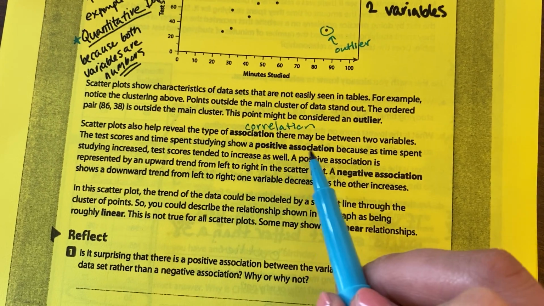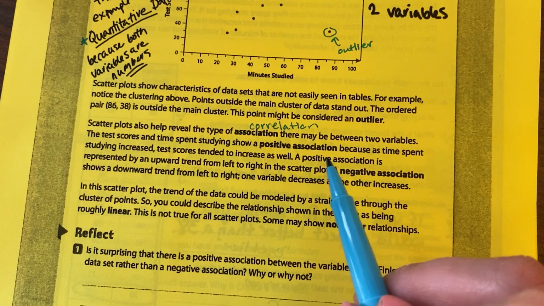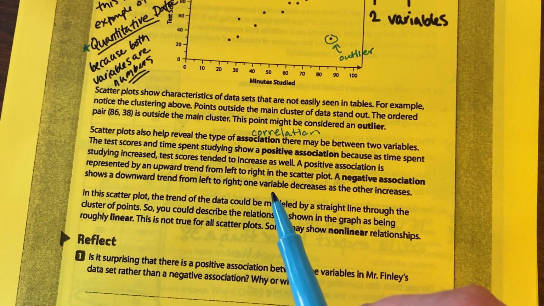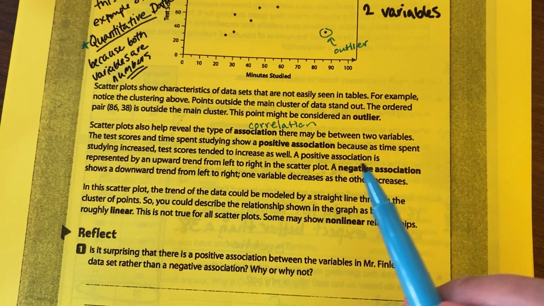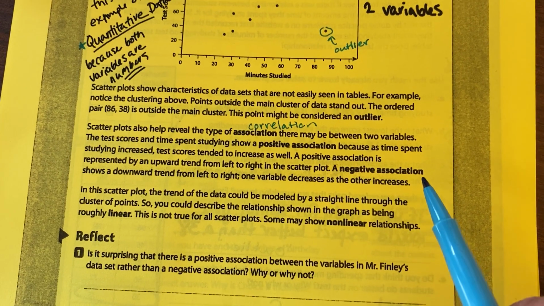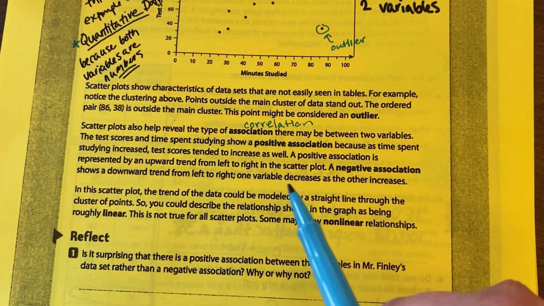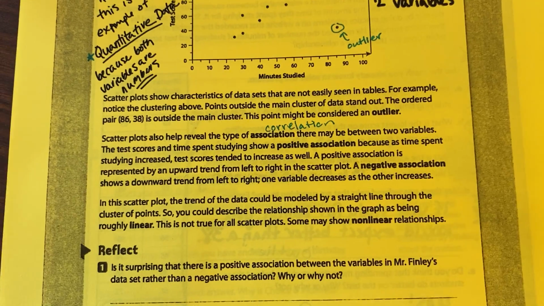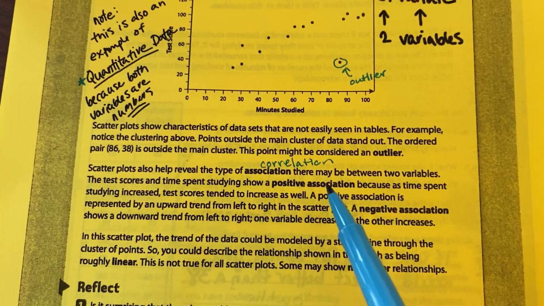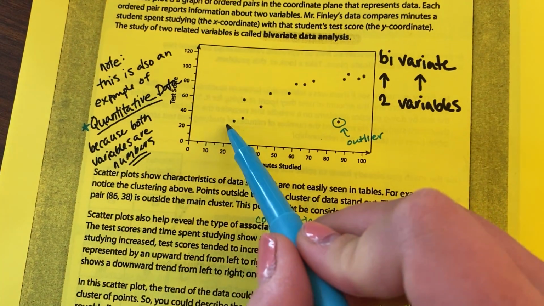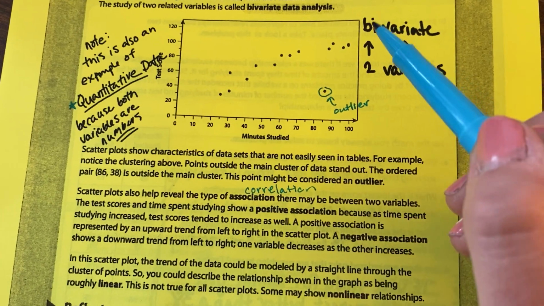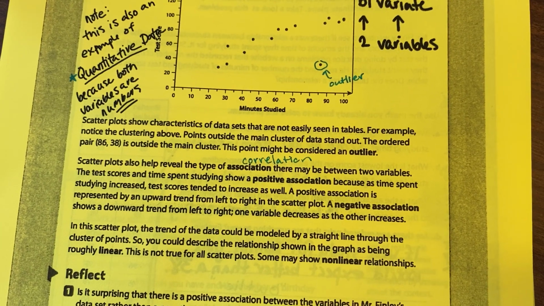And we might have a positive association, like we have right here: as studying increases, test scores increase. That's a positive association. You could also have a negative association. A negative association is if one decreases, the other increases. We can also see that this is a positive association because you can tell that these dots from left to right are going uphill. That's a good indication that it's a positive association.